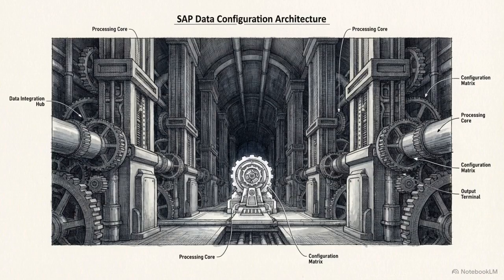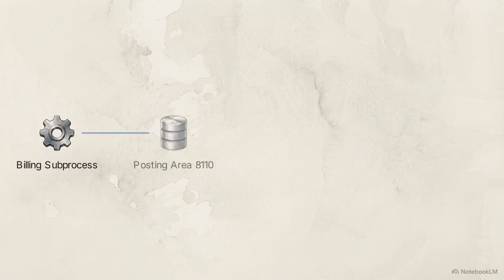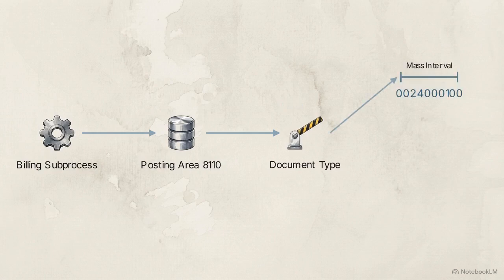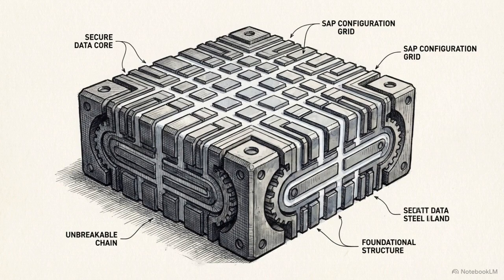We can trace this execution flow chronologically. It begins when the active billing run initiates and selects its assigned subprocess. Next, the system reads the specific billing type mapped to that subprocess. The system then cross-references Posting Area 8110 to derive the correct document type. With the document type identified, the database extracts the next sequential ID from the proper individual or mass processing interval. The final correctly classified and numbered billing document is then generated and stamped. This unbroken chain of configuration guarantees the perfect isolation and tracking of every distinct billing scenario hitting the database.